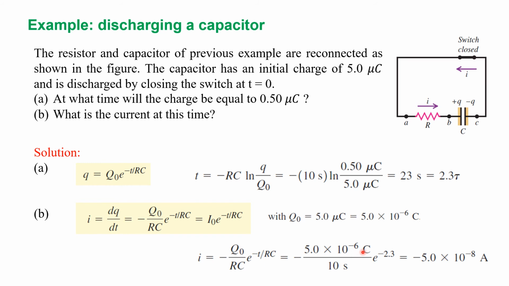So you have 5 times 10 to the negative 6 coulombs divided by 10 seconds, then E to the negative 2.3. Okay. So this is equal to negative 5 times 10 to the negative 8 amperes. So at 23 seconds, you only have negative 5 times 10 to the negative 8 current that is flowing in your circuit. Negative because, again, your current actually flows in the opposite direction.